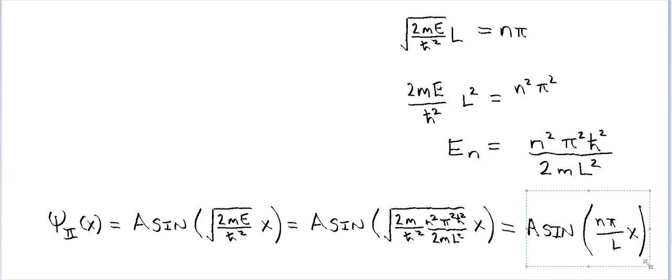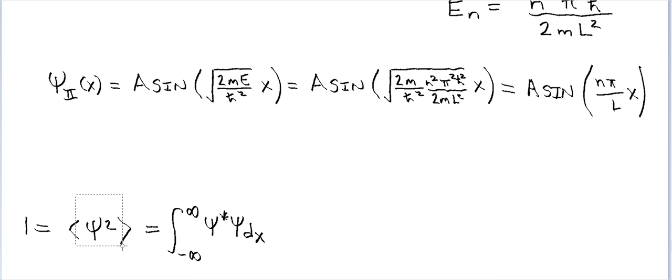And so now we have this statement for psi, right? It's 0 if x is less than 0. It's 0 if x is greater than L, and for x between 0 and L, it's equal to a sine quantity n pi x over L.